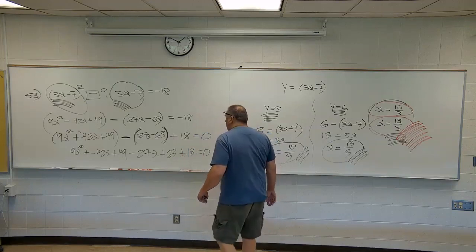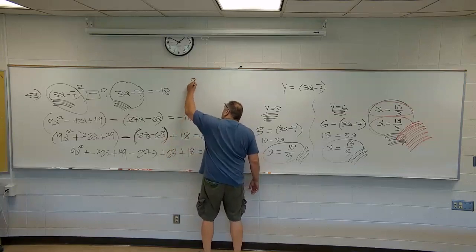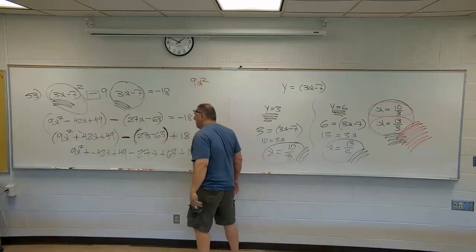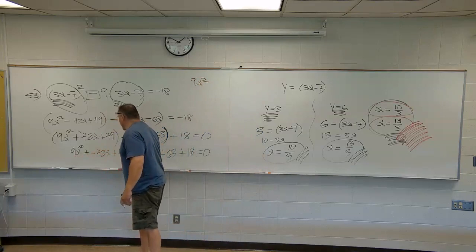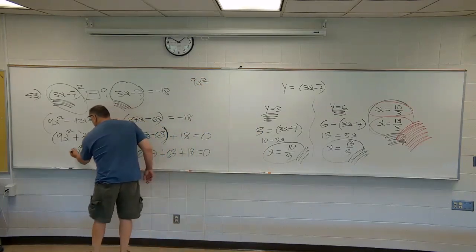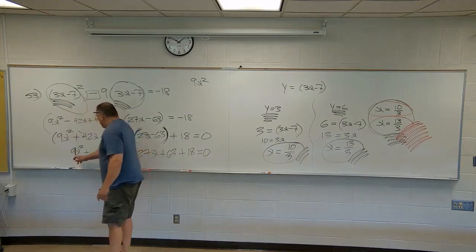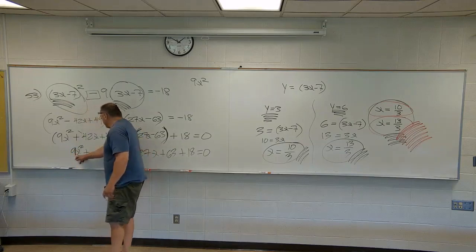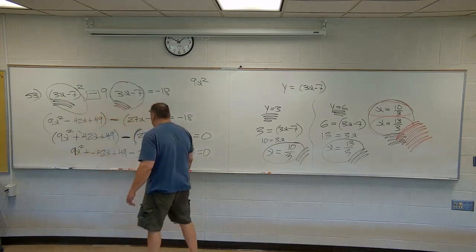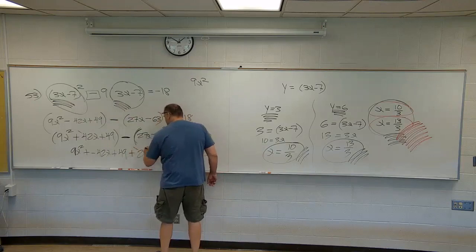All right, well, let's keep going. Let's add everybody together that we can, I guess. Simplify as much as possible. This is 9x squared. Let's see what we got. This is 9x squared, negative 42x, and minus 27x is plus a negative 27x.